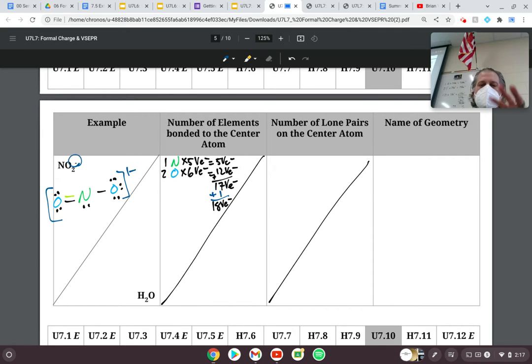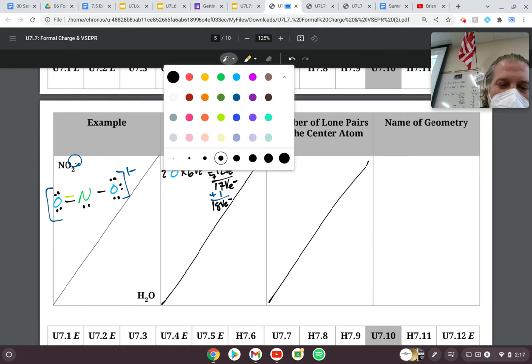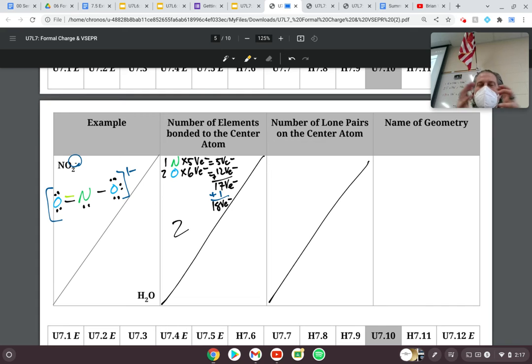Now, if we were going to assess elements and all those things bonded to the central atom, in the case of this structure, there are 2 elements bonded to the central atom, and there is 1 unshared or lone pair of electrons on the central atom. Yes? Why is it that we put the brackets around it again? Because in a polyatomic ion, it's a group of atoms that have a charge. And in this case, the group of atoms is the NO2. That whole group of atoms has a charge of -1.